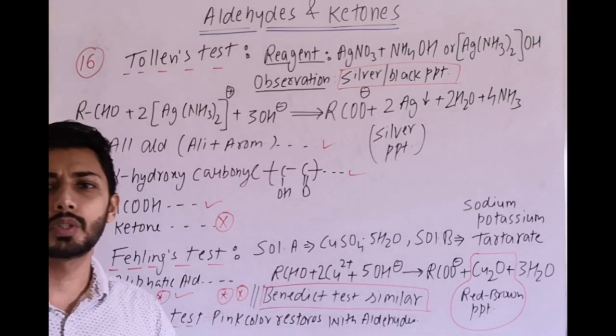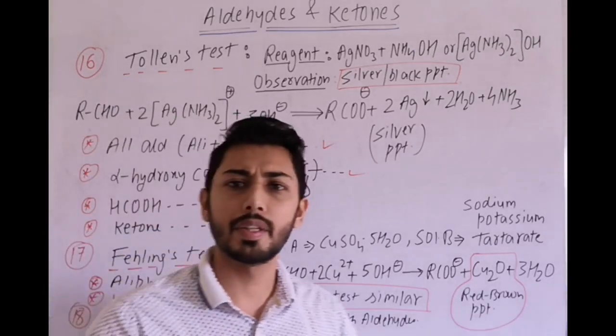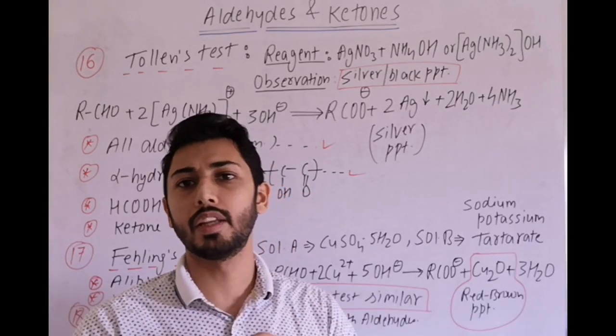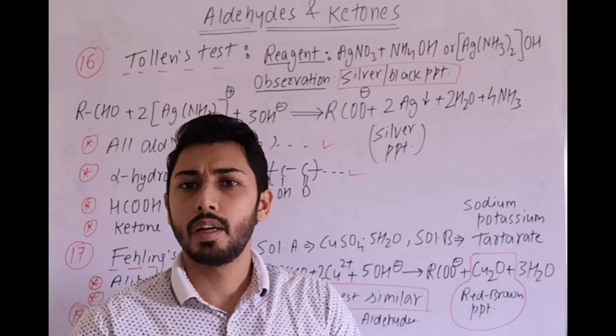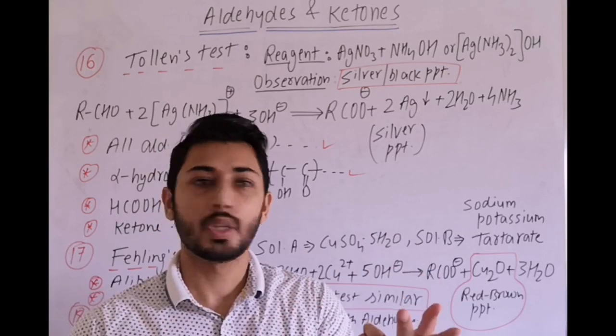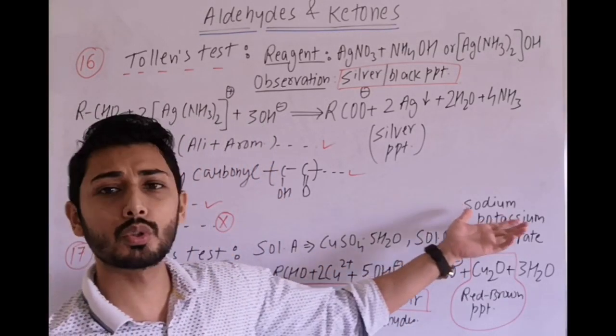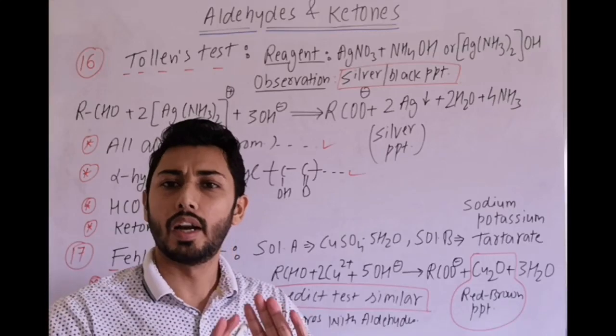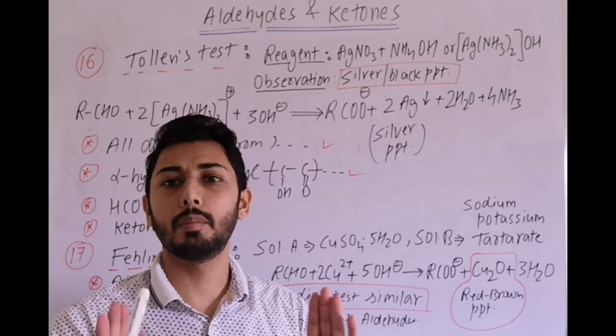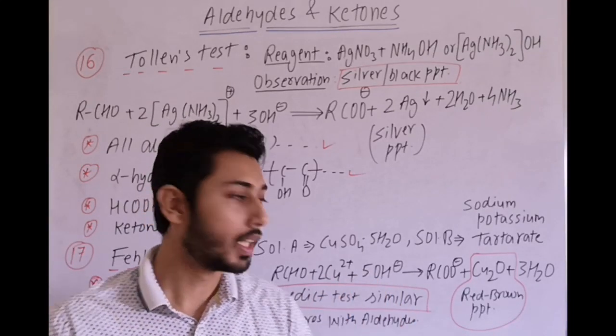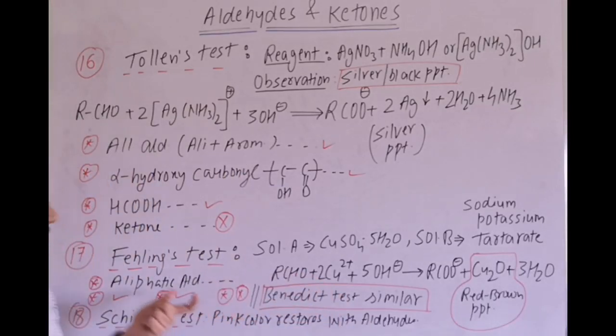The Benedict test is not mentioned in NCERT. If it is mentioned anywhere, use the points just like the Fehling solution test. In Benedict also we have two solutions. Solution A is that one only, CuSO4.5H2O. Solution B is sodium citrate solution. Ultimately the observation is a red brown precipitate, and the four points are the same as the Fehling solution test.